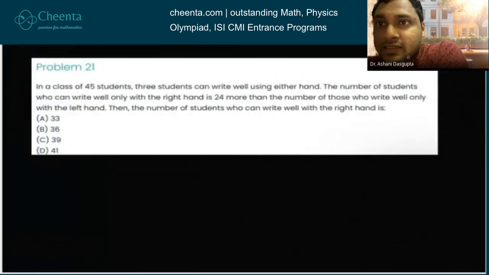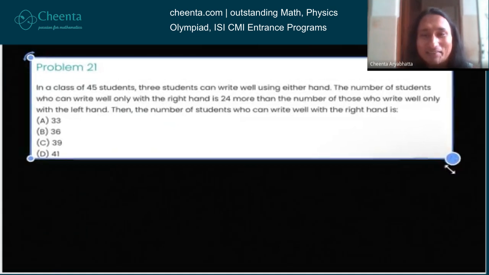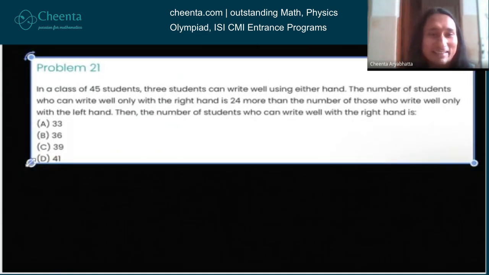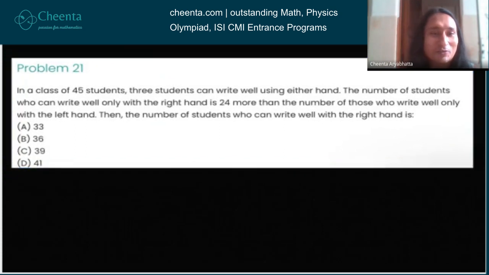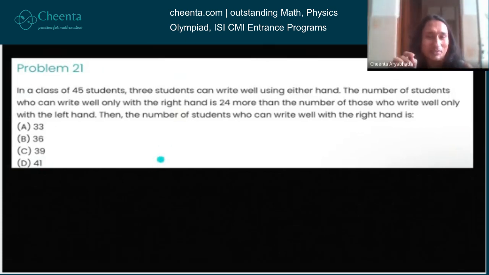Next one. This is a problem where notation greatly simplifies the problem. When I see a problem like this, I remember Feynman, who once said that mathematics is a search for better notation. This is a problem which is like that.